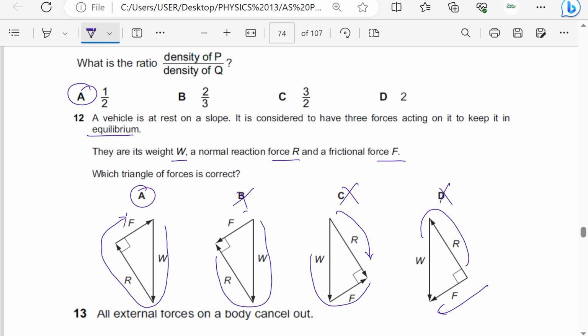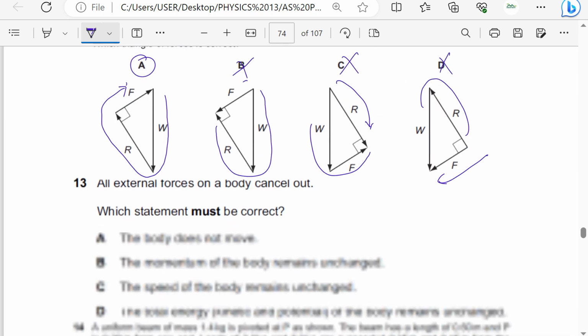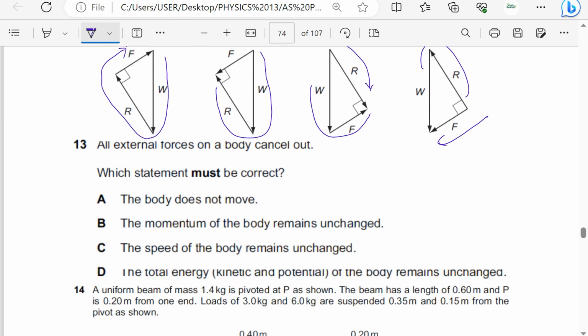So those forces are acting on a body that is in equilibrium. All external forces on a body cancel out. Which statement must be correct? The body does not move. They may cancel out, but when there is a resultant moment, the momentum of the body remains unchanged. The speed of the body remains unchanged. The total energy, that is kinetic and potential, of the body remains unchanged.